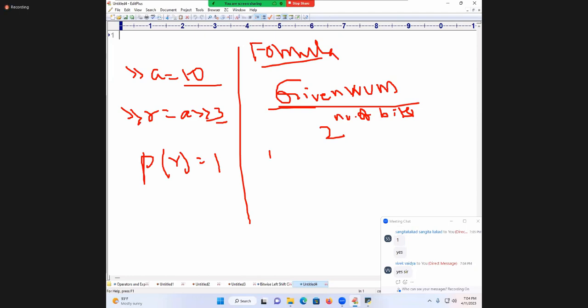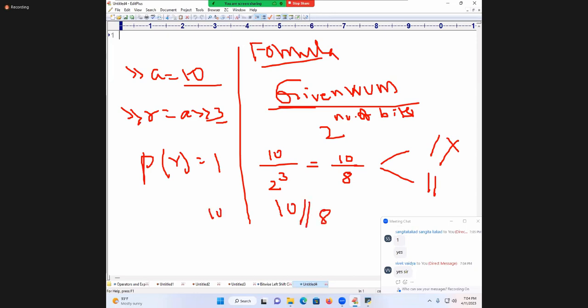What is the given number? 10 by 2 to the power of 3. What is the answer now? 10 by 8. It will not give the result in the form of decimals, because decimal value is nothing but floating point values. Binary operators will not work on floating point values, only on integers. So you have to apply the double slash, not a single slash. 10 double slash 8 will give you what?